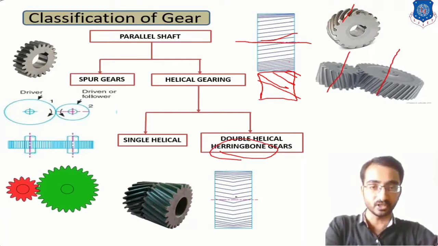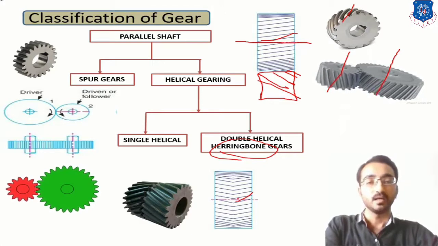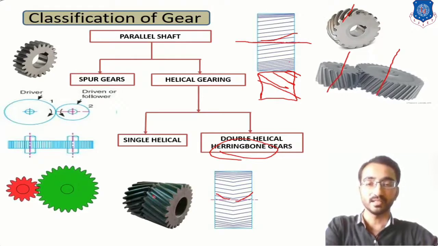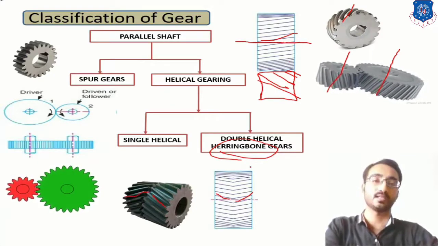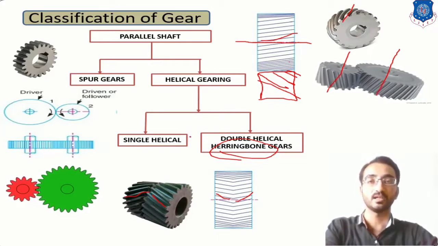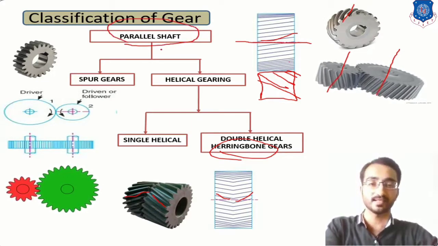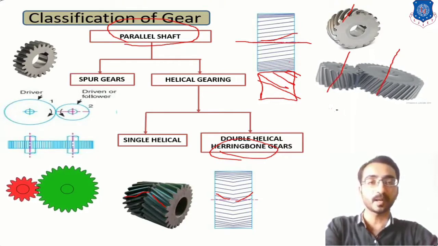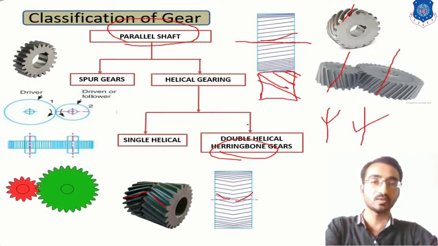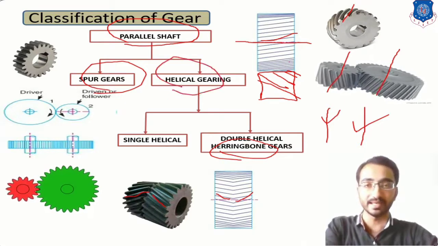Over here the inclination is made in such a way that half of the profile is inclined at the left side, then the other half will be inclined at the right side. So in such a way this type of gear can reduce this axial thrust. This type of arrangement is known as a double helical or herringbone gear. That is the first classification of gear, according to parallel shafts. So when you have to transmit power from one shaft to another shaft which are parallel to each other, you can use either a spur gear, and if the power transmission amount is large, then you can use helical gears.